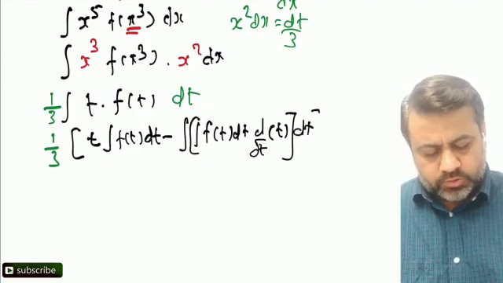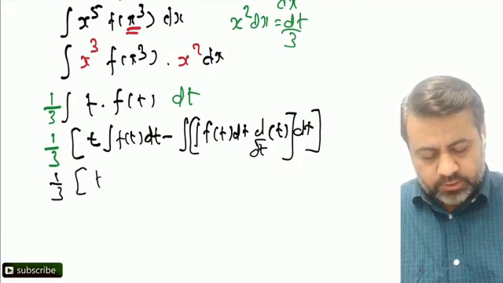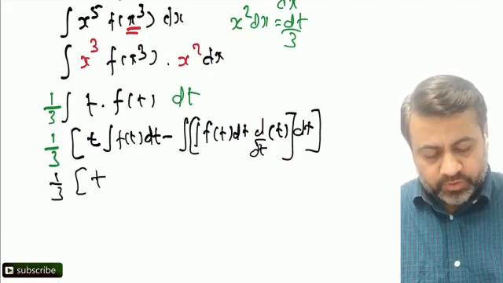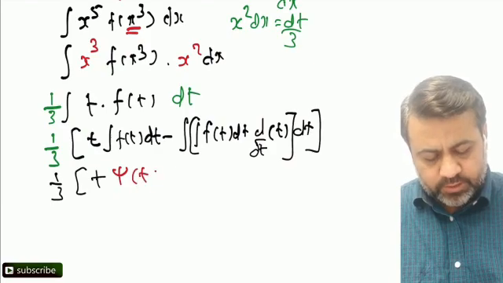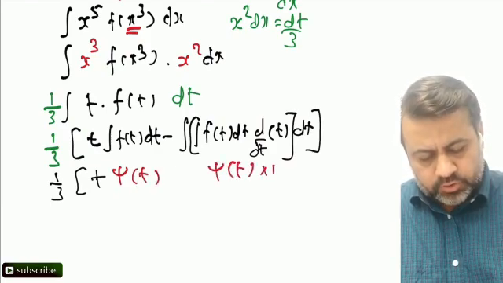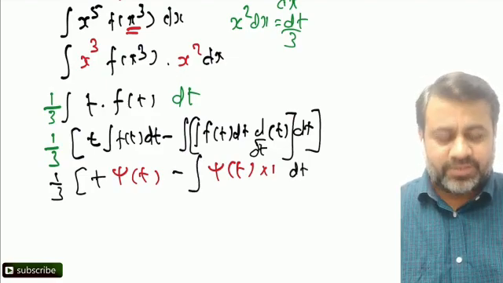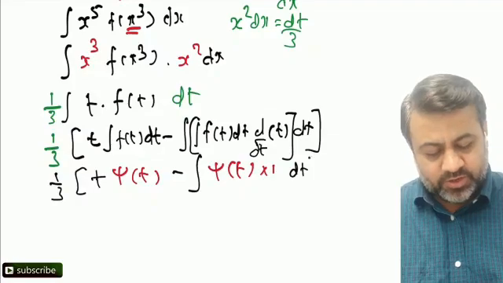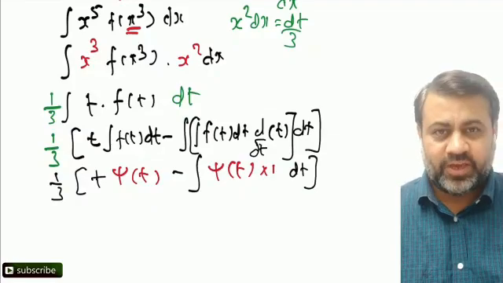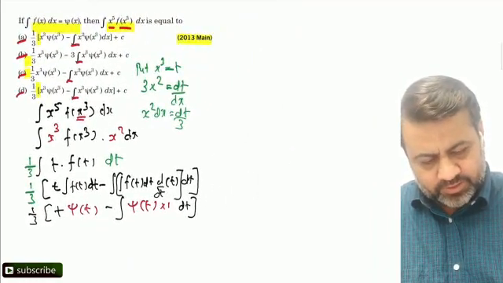Okay? So be careful with the brackets. 1 by 3. What is the value of f of t? The value of f of t was given in the question as xi of t. This also is xi of t, and derivative of t is 1. So this is integration of xi of t dt. Now you realize that this is almost what is given in the options. The only thing is, in the options we have x. So we have to convert t back to x. Just observe how we can convert that very easily.